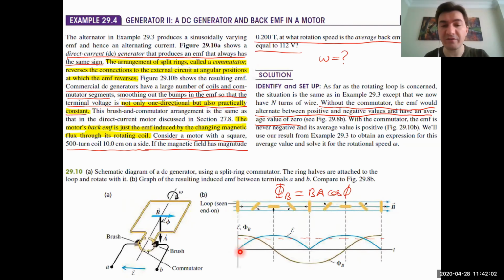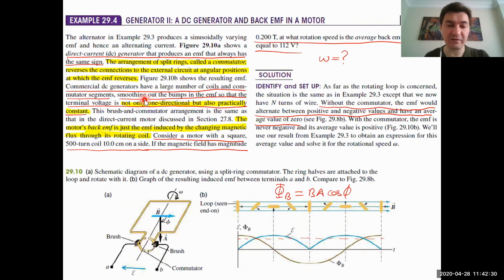So what you see here, EMF is oscillating, right? It is always positive, but oscillating. But if you need a constant EMF, let's say, which is not oscillating, then you have to use some smoothing things in the EMF, okay?